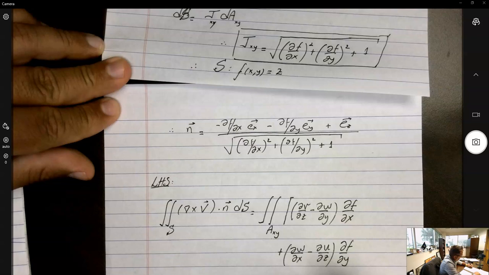It's the same thing. So if you write dx dy, then the limits of integration of x will go in the inner integral, and the limits of integration of y will go in the outer integral. If you write dy dx, it will be vice versa. So this is how you evaluate the left-hand side of Stokes' theorem.